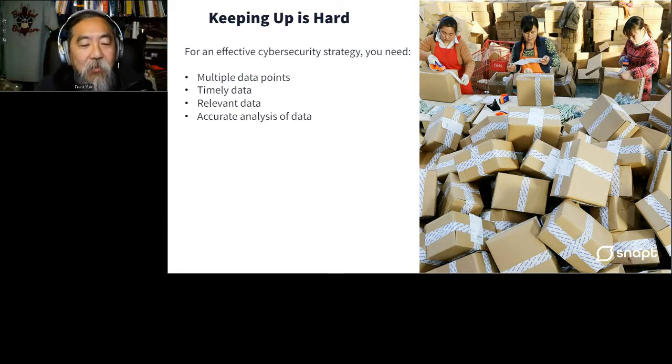And on top of that, all the data that you're going to collect has to be timely. If all your information is a year old or 2 years old or even a month old, you're going to have problems, because the landscape is changing constantly, as we mentioned, and new threats are going to be popping up constantly.